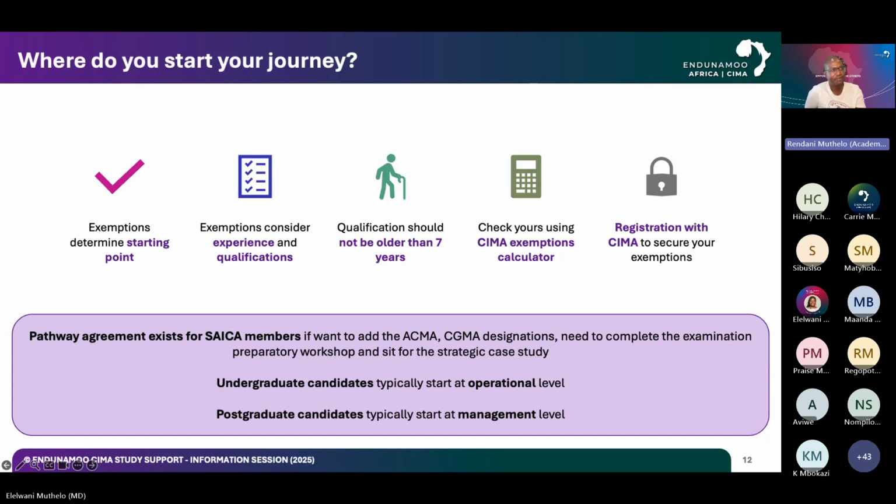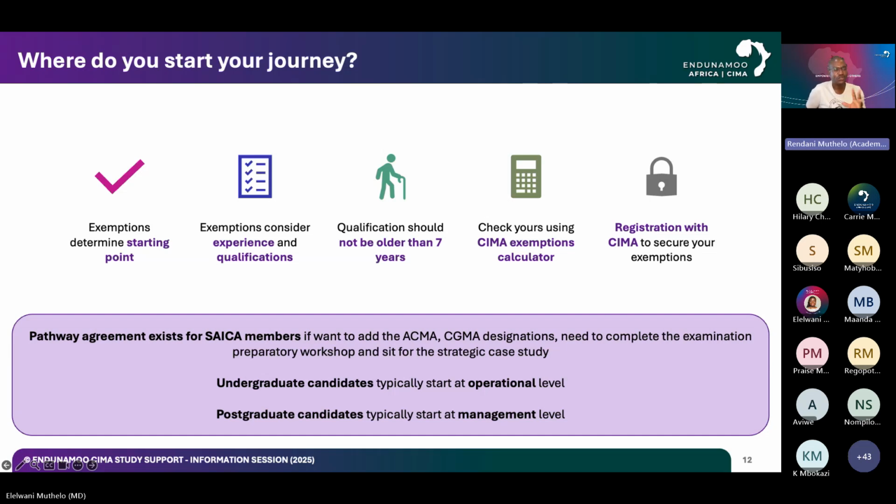Then you say, next step. What is your educational qualification? Then you say, I've completed CTA, I've completed a BCom degree, I've completed an advanced diploma, and so on. They will see and know that your qualification should not be older than 7 years. If it is, that will be at CIMA's discretion. So go for it and check if they will accept it. Then the exemption calculator will also ask you, where are you based? And after you are done, it will tell you this is where you can start.